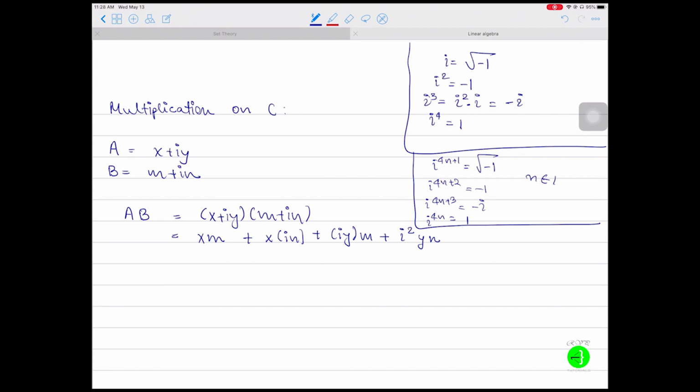You don't need to mug this up. If you know what the value of iota is, you can easily find the value of iota squared, iota cubed, and iota to the power 4 or any power.